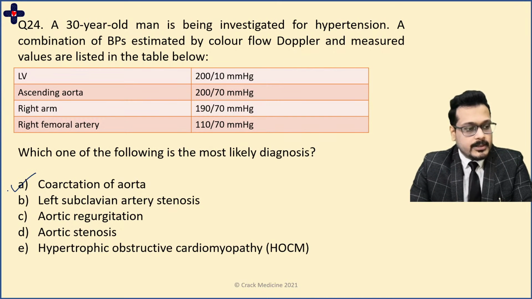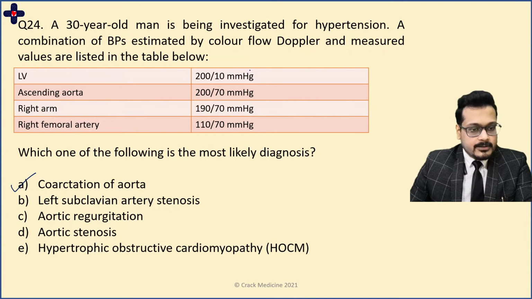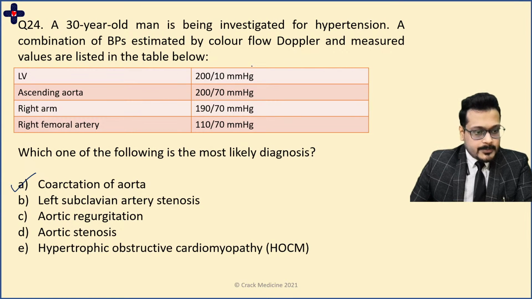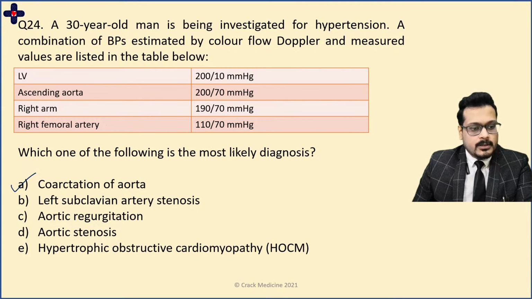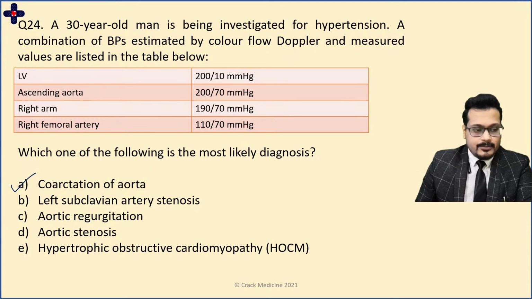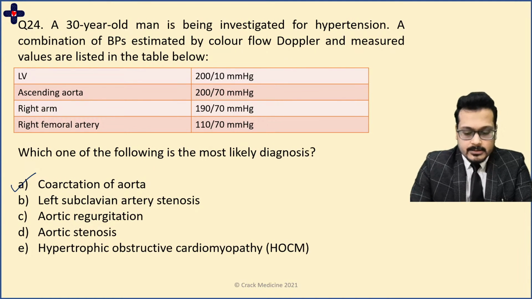So coarctation of aorta is the right answer here. Let's just deal with it first. If you look at the blood pressure readings over here, in the right arm, the BP is about 190 by 70, while when it goes down to the femoral artery, it becomes 110 by 70, which is the absolute reversal of what happens. So it's a very clear-cut diagnosis of coarctation of aorta. This is exactly what I was telling you when I was mentioning it before.